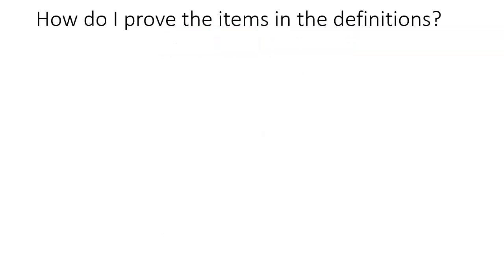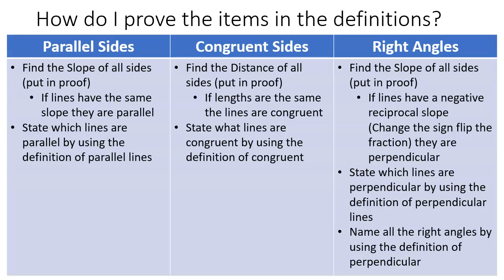Okay. So the next thing I want to know is how I can prove the things that we just discussed on the previous page. So here is a chart. It has 3 different things that I can prove: parallel sides, congruent sides, and right angles. If I'm proving parallel sides, I need to find the slope of all of my sides, because if they are parallel, they will have the same slope. And then I just need to say which lines are parallel, like line AB is parallel to line CD, and my reason would be definition of parallel lines.